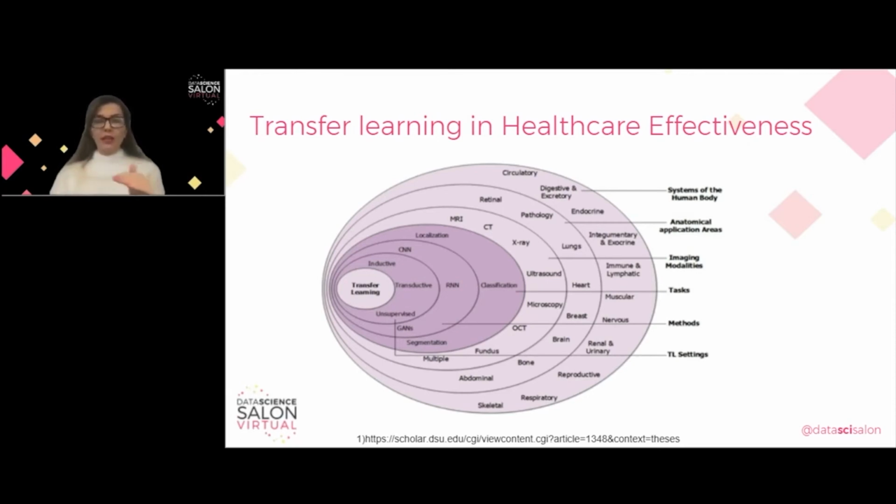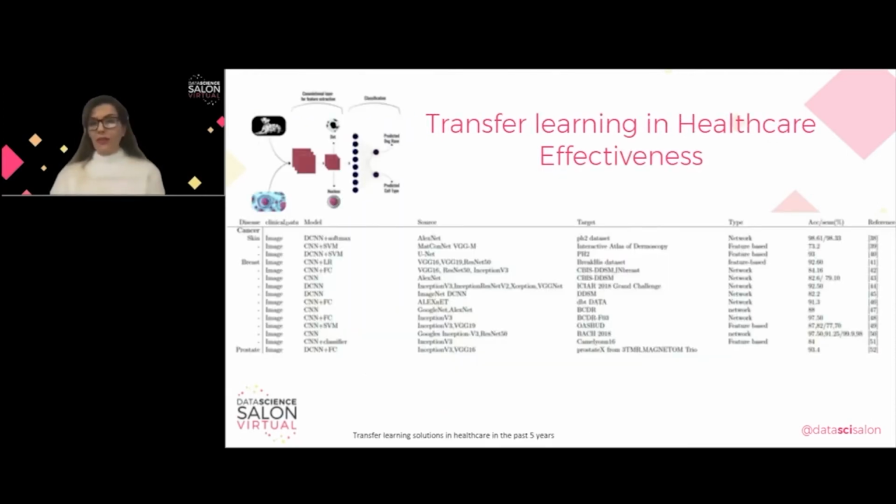And here you can see some of the transfer learning applications in healthcare. They are in skin cancer, breast cancer, and prostate cancer, and the data sets are images. The source data is AlexNet, ResNet, ImageNet.